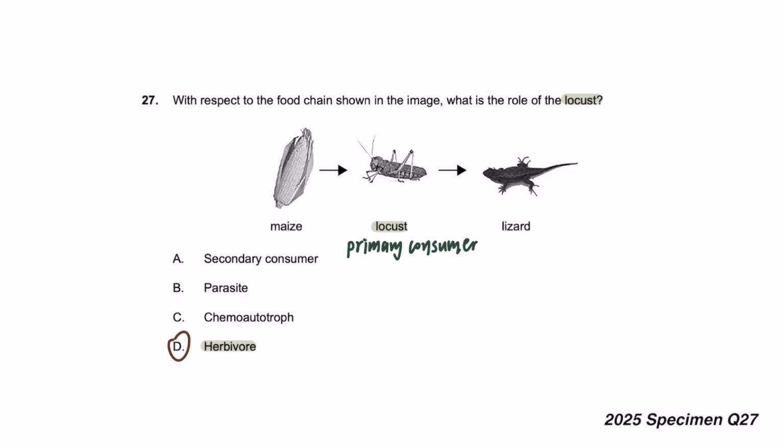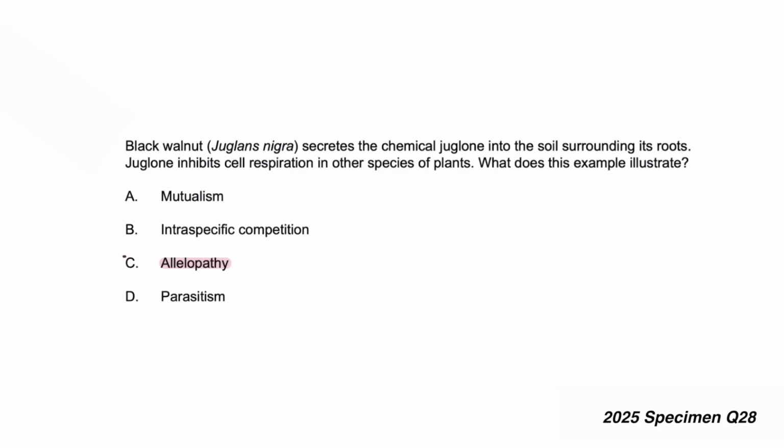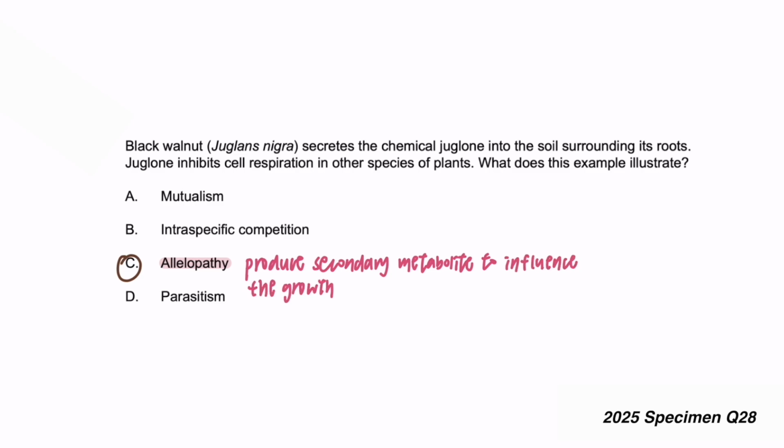Allelopathy is a strategy in the relationship of competition. It means the organisms produce secondary metabolites that are not essential for basic functions, but influence the growth of other organisms, such as inhibiting cell respiration.